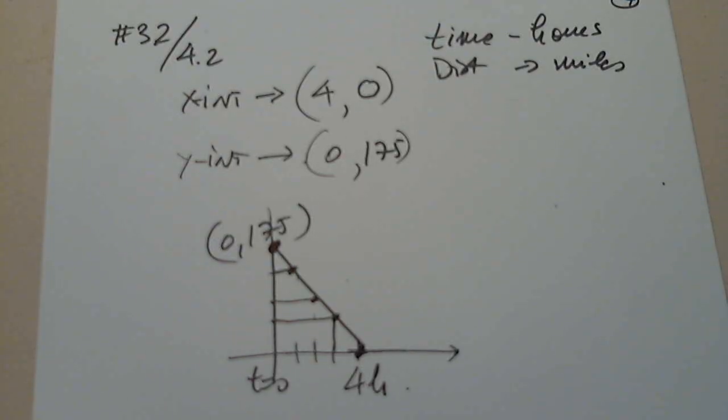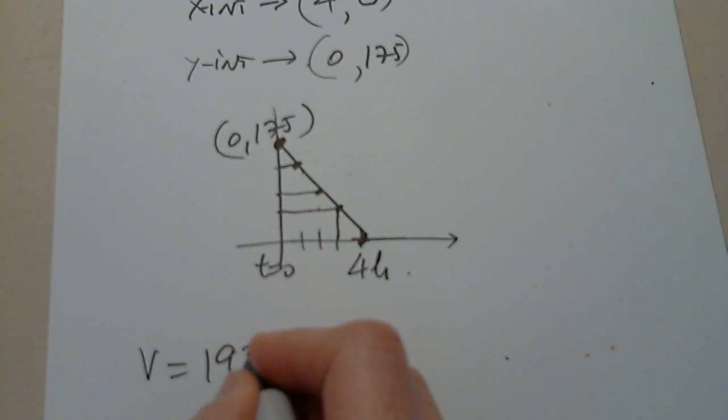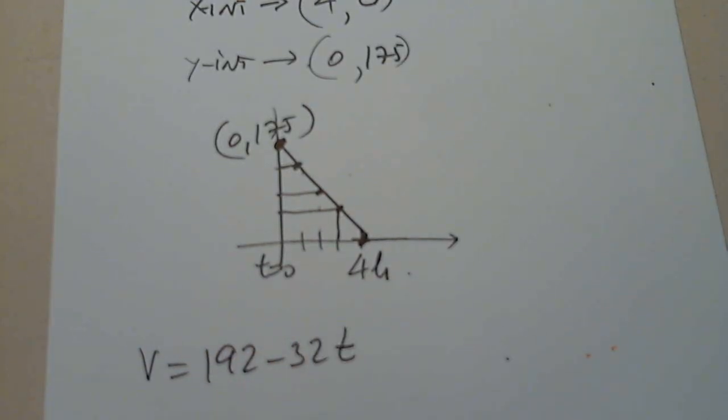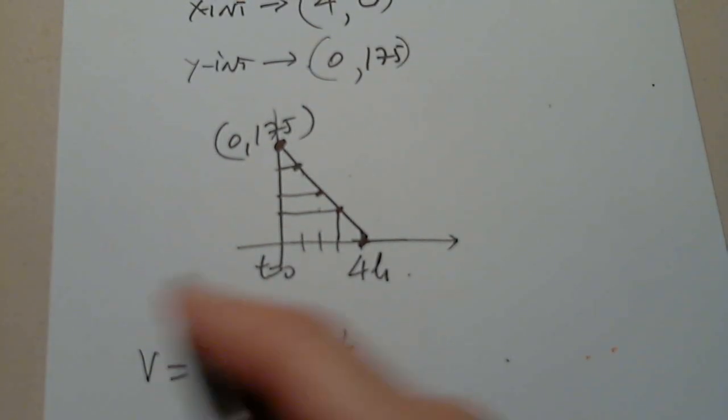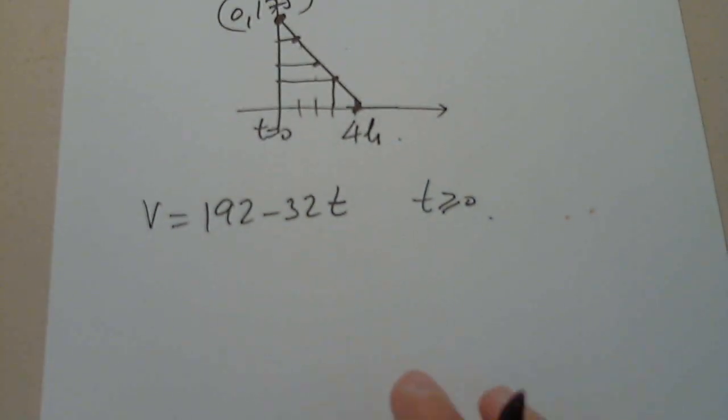Good. So we are given v equals 192 minus 32t. Assume that t is greater than or equal to 0. Of course, it's time. And t does not take on values greater than the t-intercept. Okay, we'll see. Complete parts A and B below. Find the intercepts and then graph the equation.